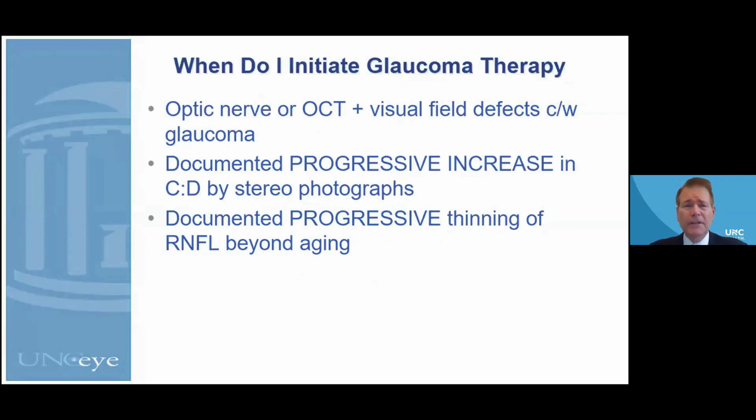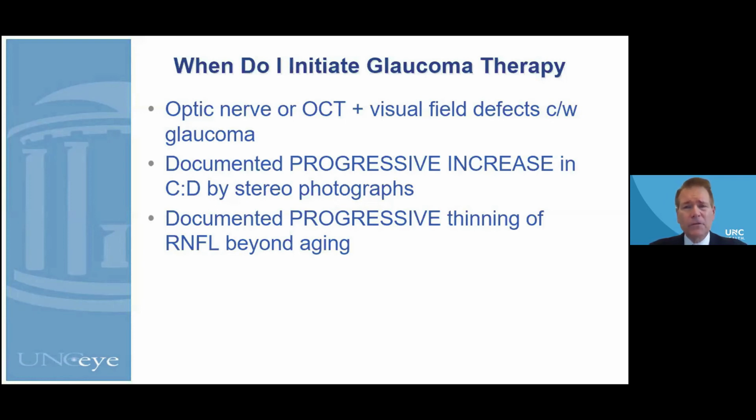Just to put things in context, these are the three situations where I initiate glaucoma therapy in manifest glaucoma. Those would be patients who definitely have glaucoma and are not suspects. Number one, and most commonly, when a patient has optic nerve or OCT findings consistent with glaucoma, plus a visual field defect that indicates glaucoma, I will initiate therapy.